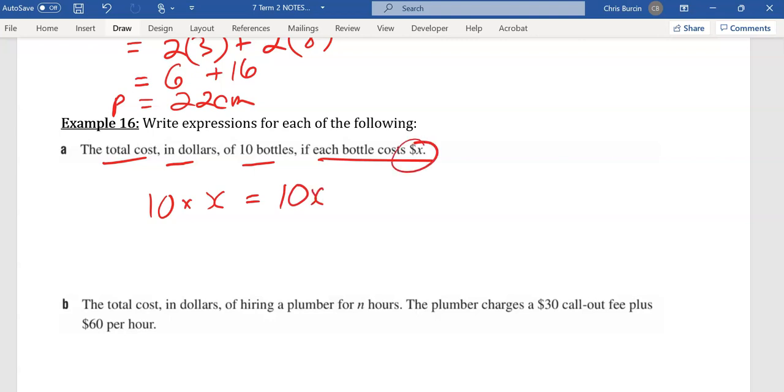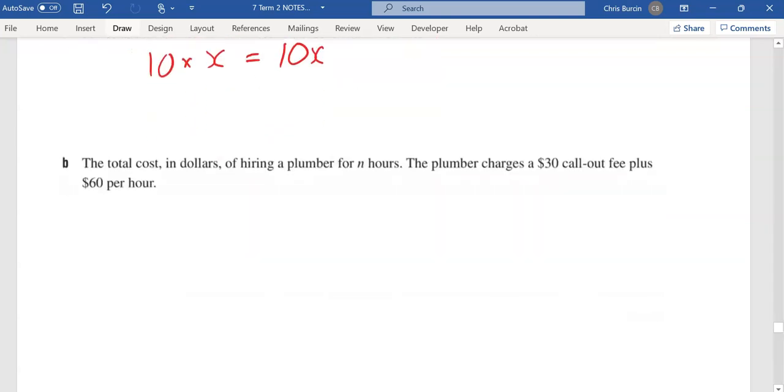And this is handy because the way of the world, sometimes each bottle might cost $5, and then another time of the year when things are different, it might cost a little bit more. But that formula still remains true. 10 times X, the cost of those bottles, will give us the total cost of the 10 bottles.